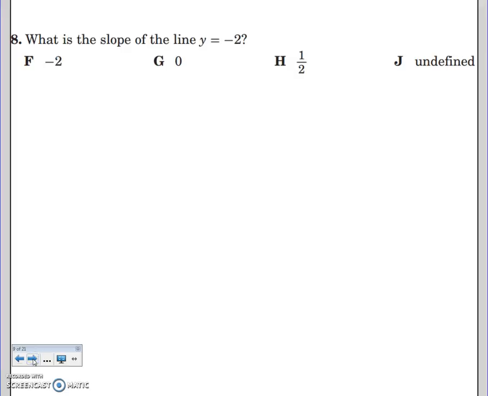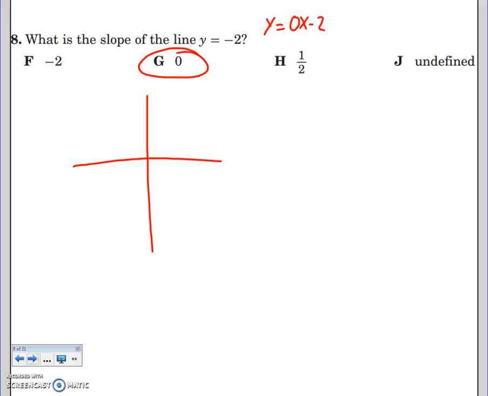Nine. What is the slope of that line? Ooh. Remember, the slope is always attached to x. This is y equals 0x minus 2. So the slope here is 0. But say you didn't know that. You can always graph it. Use calculator. Y equals negative 2 is this line. If the line is flat sideways, it's always 0. If it's up and down, that's undefined. And you know if it's going uphill, that's positive. Downhill is negative. So that one's 0.